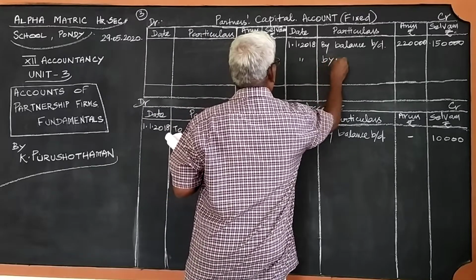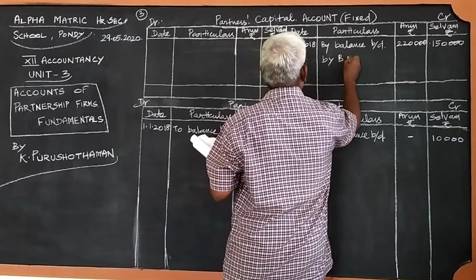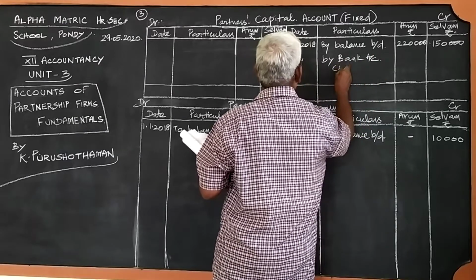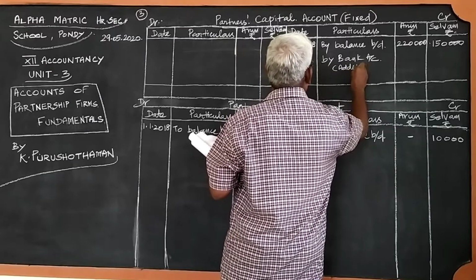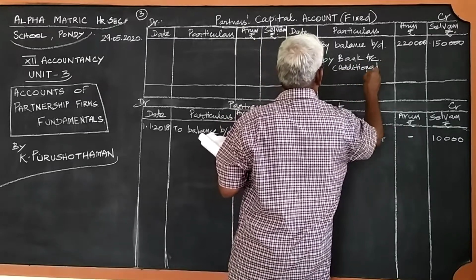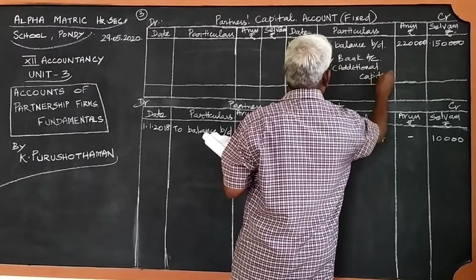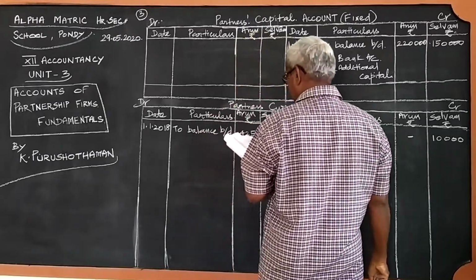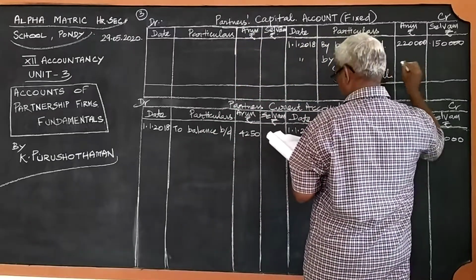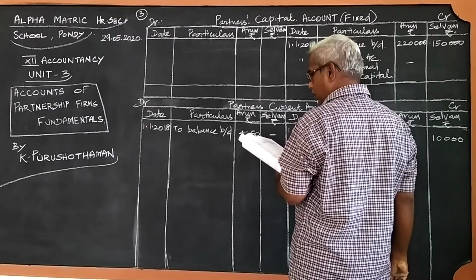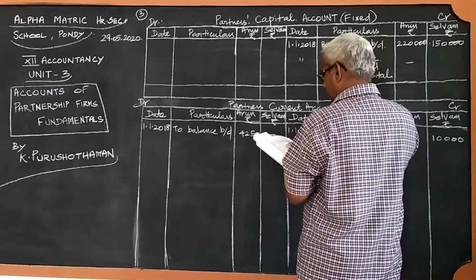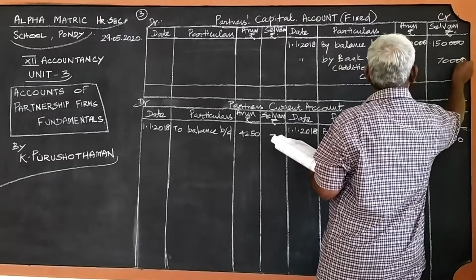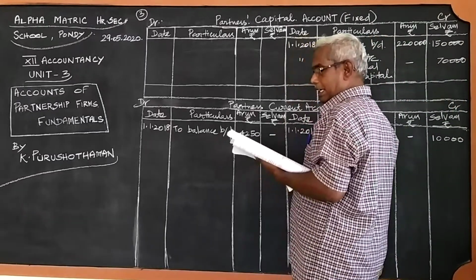Then the third one, additional capital introduced during the year, by bank account. By bank account, you can write additional capital. Who is introducing the additional capital? Arun nil, but Selvam is introducing 70,000.